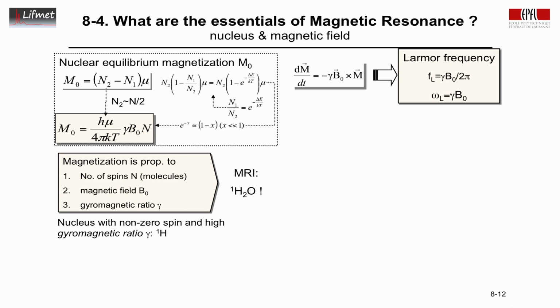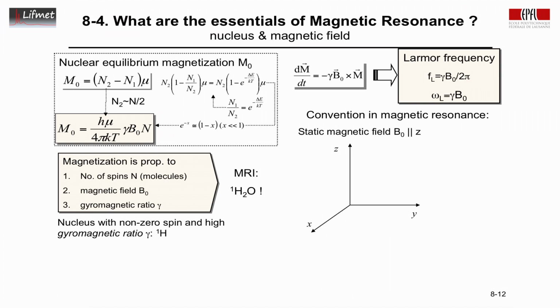Now one thing that is non-negotiable in magnetic resonance is a convention about the reference system, the coordinate system. The static magnetic field B0 that we generate with our magnet, the magnetic field generated by our scanner, is by definition always along Z. We do not negotiate this convention. It is fixed. So Z is always along the magnetic field. Then the equilibrium magnetization is also along Z.